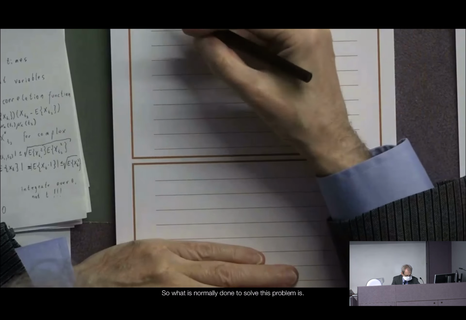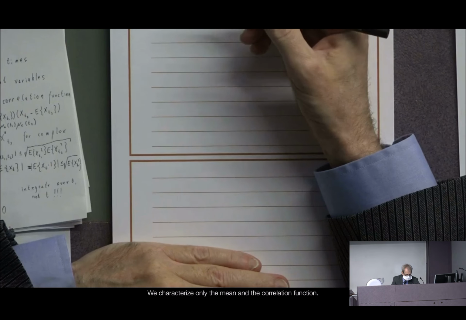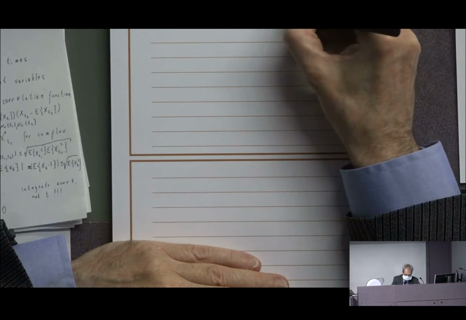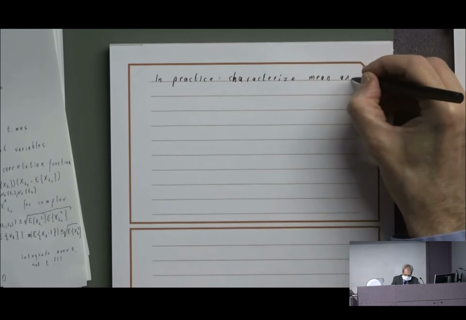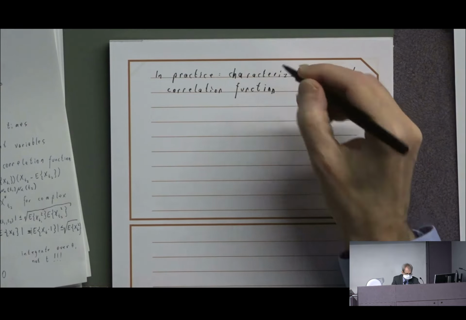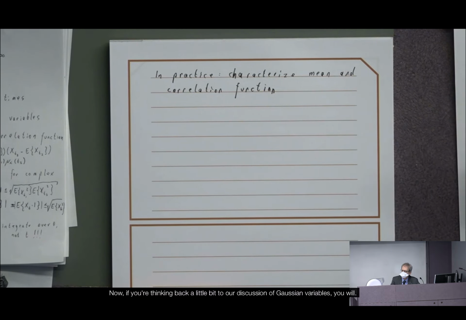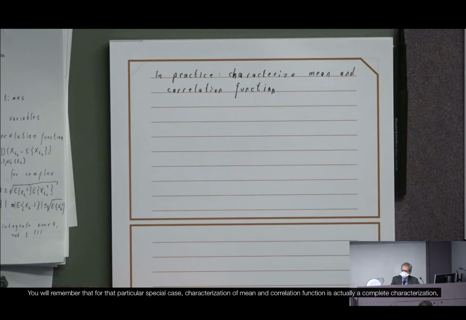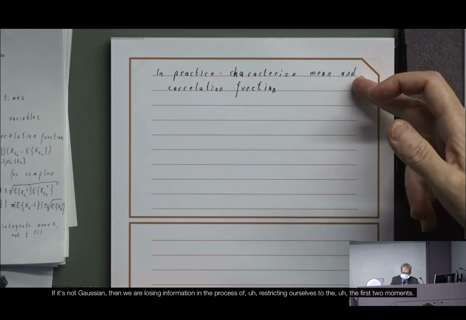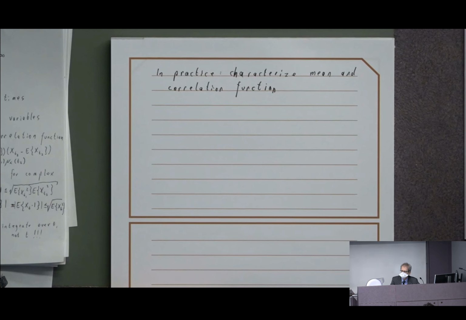So what is normally done to solve this problem is we characterize only the mean and the correlation function. Now, if you're thinking back a little bit to our discussion of Gaussian variables, you will remember that for that particular special case, characterization by mean and correlation function is actually a complete characterization, which is one other reason why everybody loves Gaussian variables, and it makes life so much easier. If it's not Gaussian, then we're losing information in the process of restricting ourselves to the first two moments. But it is the only way you can practically have a reasonable characterization.